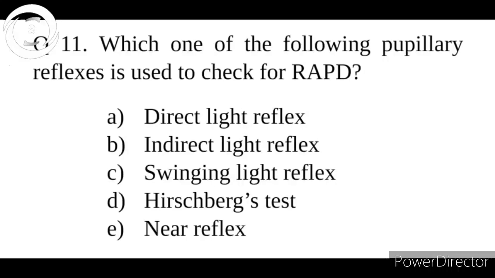Which one of the following pupillary reflexes is used to check for RAPD? Relative afferent pupillary defect is checked by swinging. It is also called the swinging flashlight test. So the answer is C, swinging light reflex.